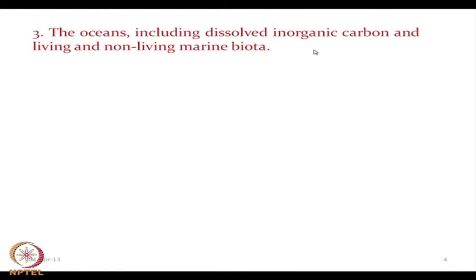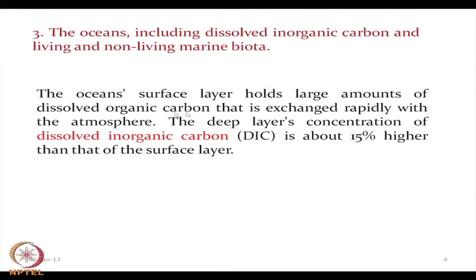They have some corresponding solubility limit, and up to that particular limit they are soluble in the sea water. In this particular case, the ocean surface layer holds a large amount of dissolved organic carbon. So, in the surface layer we can have some dissolved organic carbon. It is partly soluble in ocean water and can be exchanged rapidly with the atmosphere. If it is oxidized, we produce the corresponding gases and they populate the atmosphere.